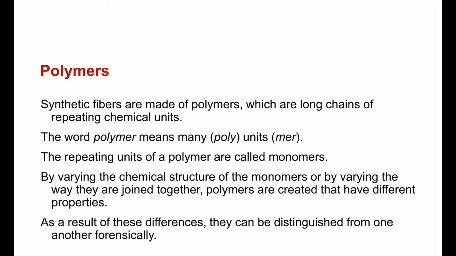Because these synthetic fibers are chemical in nature, they have an actual structure. If you look at them up close and personal, individual types of fibers look different to each other. So if we change the way we join them together, or we change the units we use to make up the polymer, then that individual fabric can have different properties and a different appearance. We can look at these differences under the microscope. We can test these properties out chemically, and that's one of the ways that we will distinguish one fabric from another forensically.